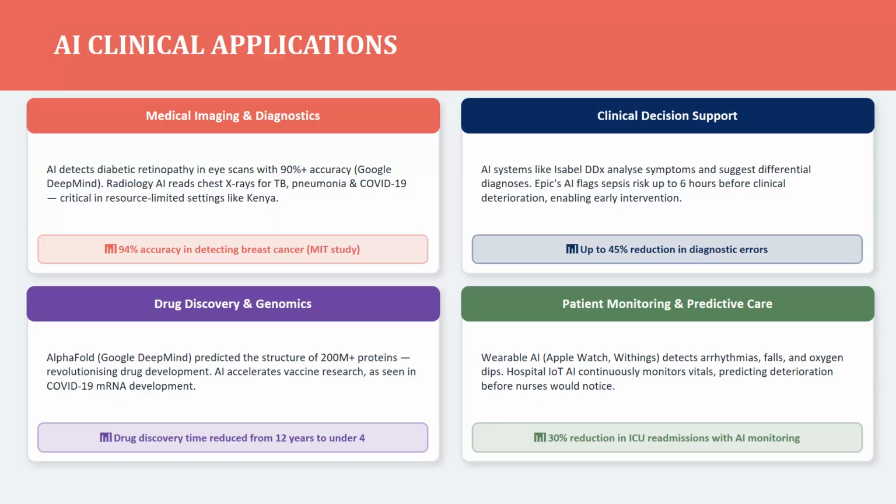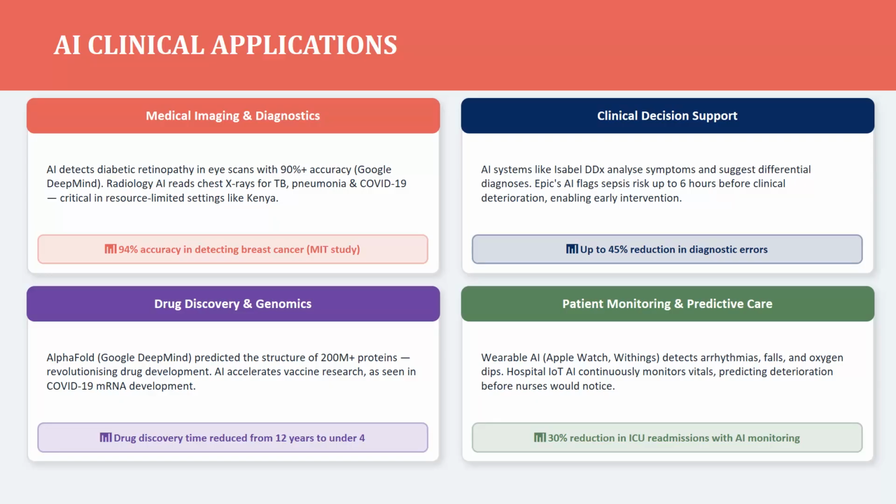Then we have drug discovery and genomics. We have AlphaFold from Google DeepMind, which predicted the structures of over 200 million proteins, revolutionizing drug areas and handling so many other matters. So AI has come to accelerate vaccine research, as seen in the COVID-19 mRNA development and all other medical discovery innovations.